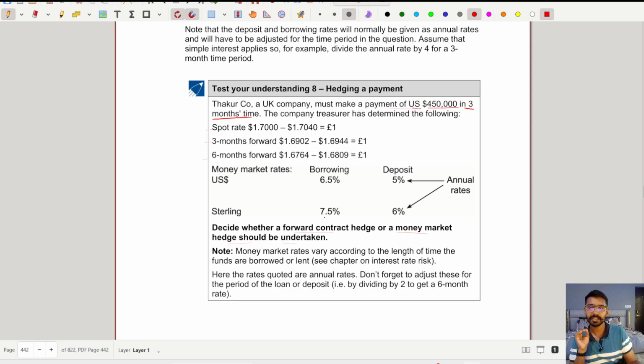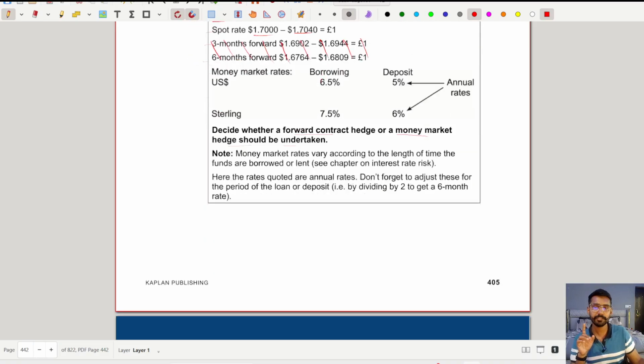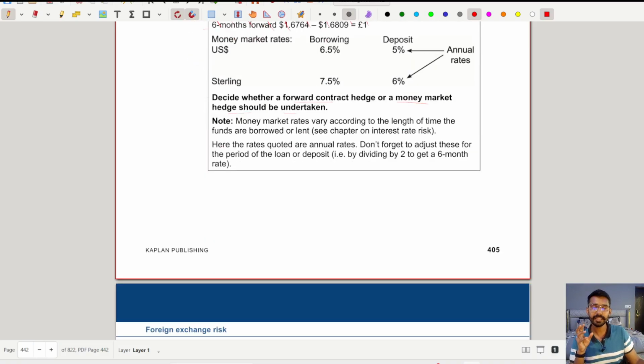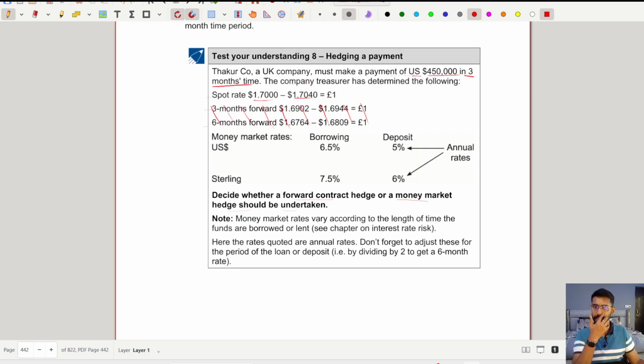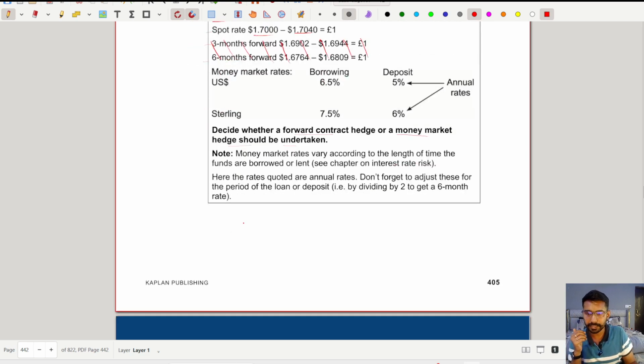In a money market hedge, forward rates are completely useless. You are only referring to the spot rate. Now understand these steps very clearly. What did I say? We are going to match the asset with liability and liability with asset. You have to make a payment 3 months down the line. You are here right now. 3 months later, you have a liability of 450,000.